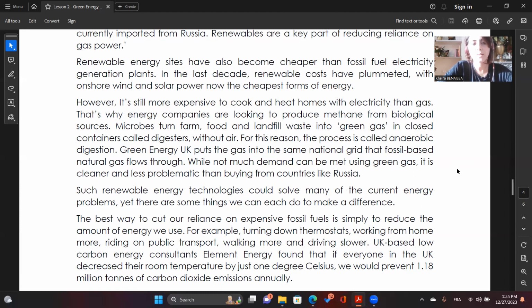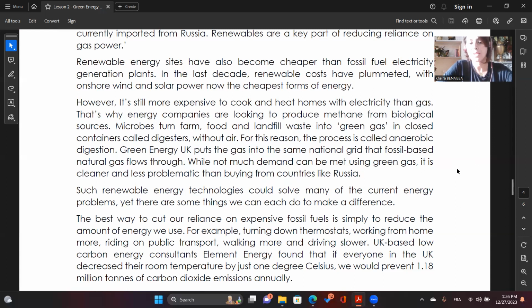However, it's still more expensive to cook and heat homes with electricity than gas. That's why energy companies are looking to produce methane from biological sources. Microbes turn farm, food, and landfill waste into green gas in closed containers called digesters, without air, so in the absence of oxygen. For this reason, the process is called anaerobic digestion.